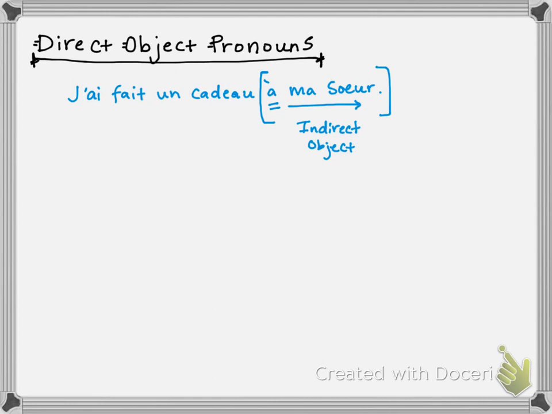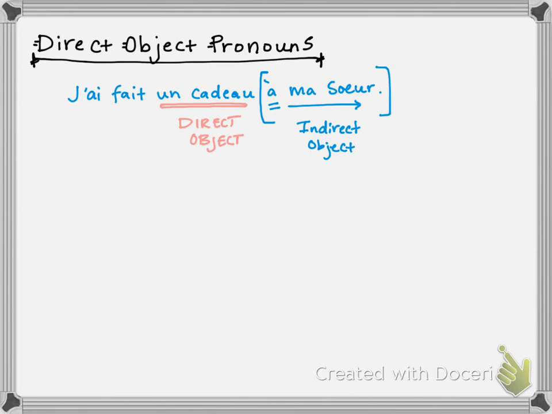What we're going to be doing in this unit is all about our direct object, okay? And here is our direct object, un cadeau. The direct object is what we're going to be concentrating on replacing. So instead of I gave a gift to my sister, very simply put, we could say I gave it to her. I gave it to my sister, or I gave it to her. So we're going to be learning about how to do that in this unit.